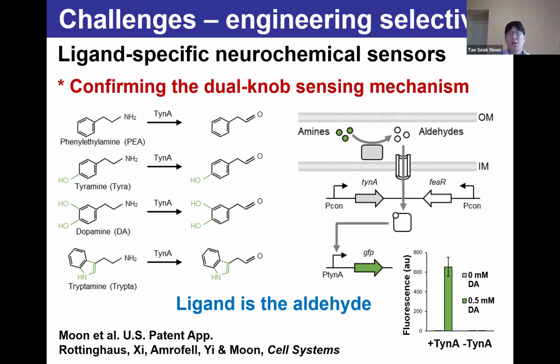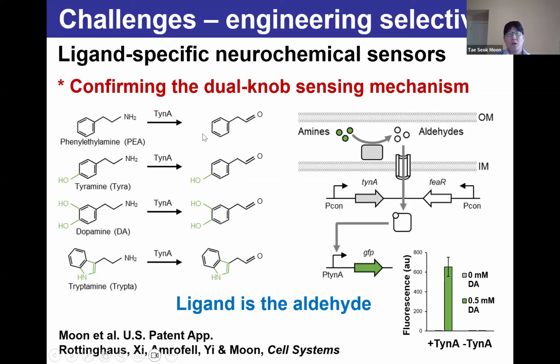Unfortunately, in our case, our molecule is the amine on this side, which is actually our neurotransmitters. And the real molecule we found, based on some experiments, is that without this TNA enzyme, we cannot detect this amine. That means the real molecule binding to this transcription factor is not the amine, but the aldehyde that is converted by the TNA enzyme.